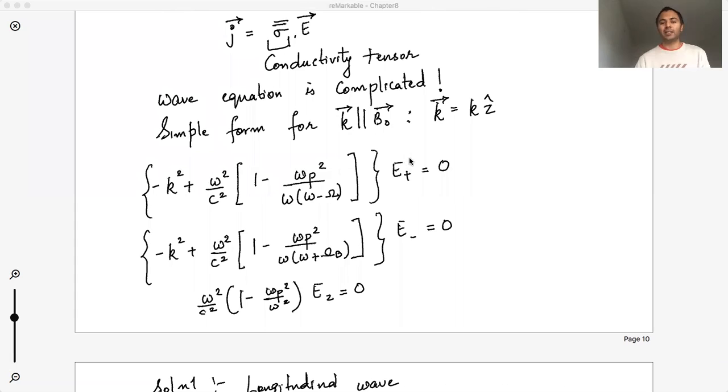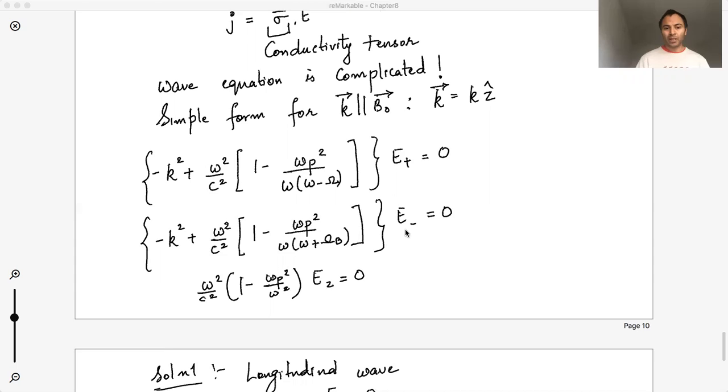Now, in that case, the wave equations become very simple. So this would be the equation for the electric field, and I've just decomposed the vector equation into the three scalar components. So Z, E plus, and E minus.